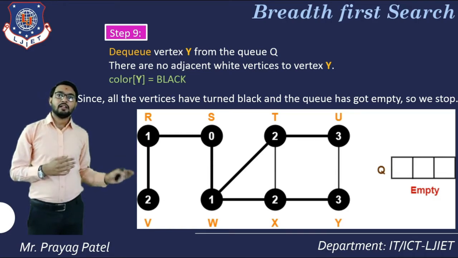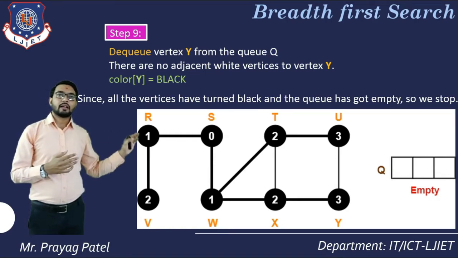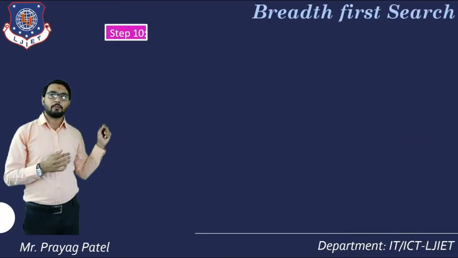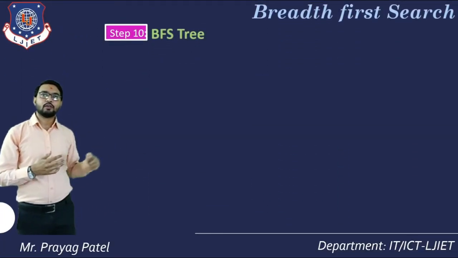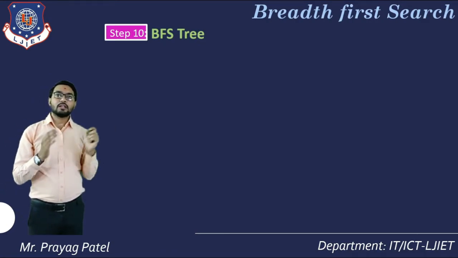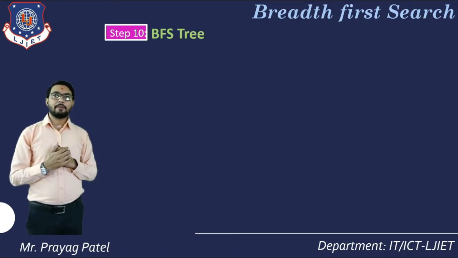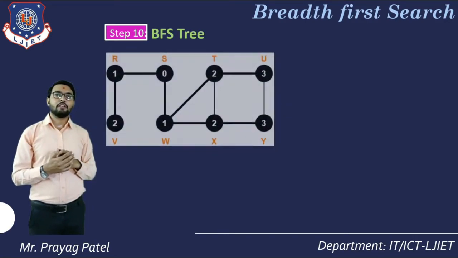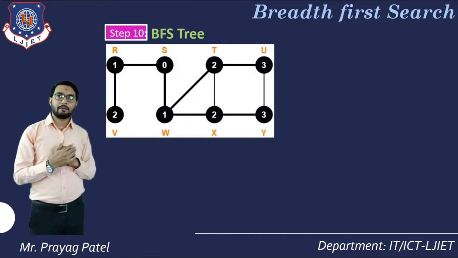So here we visit each and every node and consider the situation of Q as an empty queue. So we stop the execution of the BFS. Now consider the BFS tree. BFS tree means breadth first search tree. In the breadth first search tree we consider our given graph.